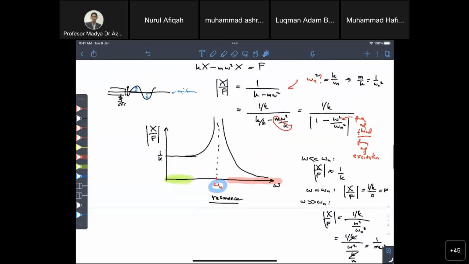Okay, so this is where you end up with the graph of x over f. We call it the transfer function. Vibration is a function of frequency. Okay, any question?